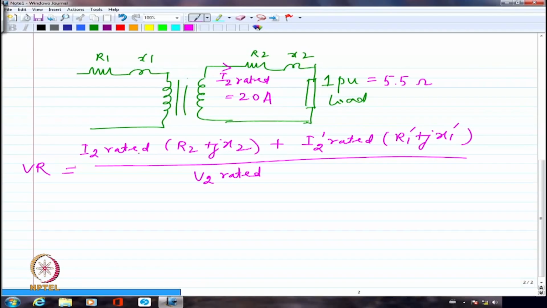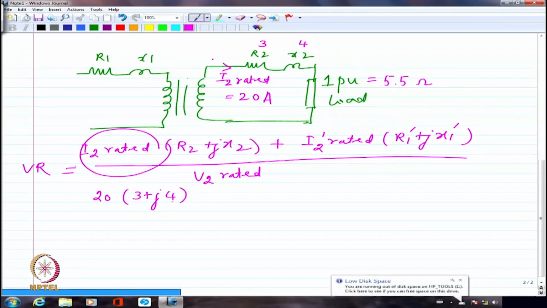Let us again take it this way that we are having 20 amperes here. So I have to write this 20 multiplied by, let me just take arbitrarily some value. Maybe this is 3 and this is 4. I am simply taking some large values, it doesn't matter. And if I say this is 20 multiplied by 3 plus J4, that is what is the drop. It's very, very high, agreed. But this is the drop that I am getting probably on the secondary side. And I told you that generally R1 and R2 dash will be comparable to each other. X1 and X2 dash will be comparable to each other.